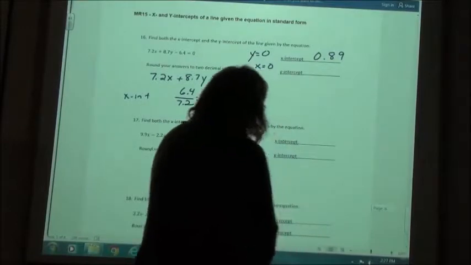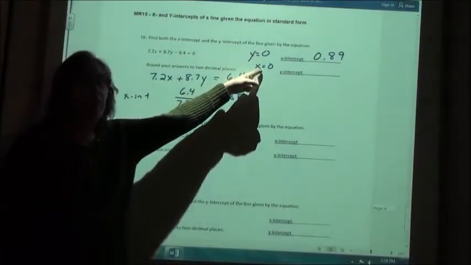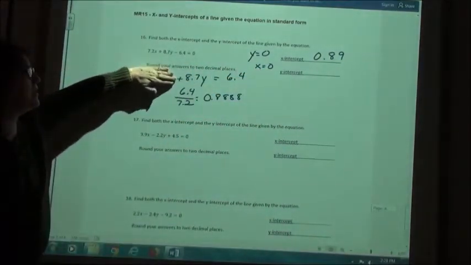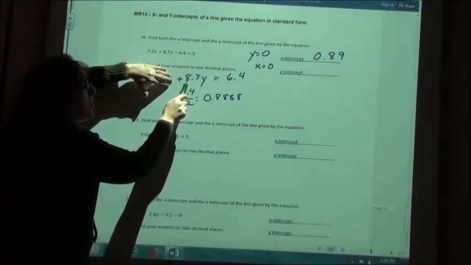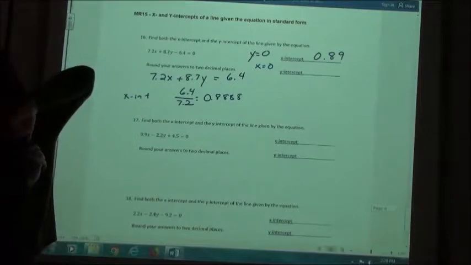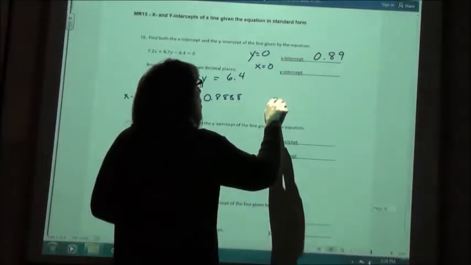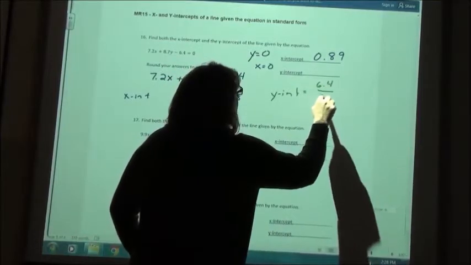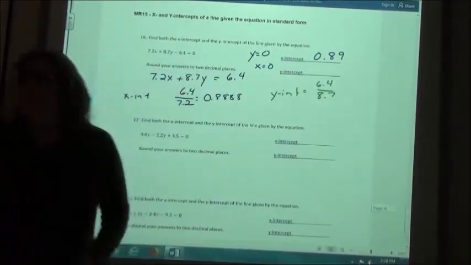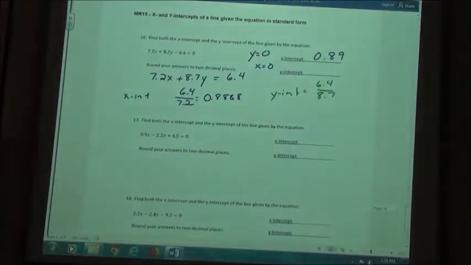Now on my y-intercept, I'm putting 0 in for the x. So if I cover up the x term, again, all I'm going to end up doing is taking that number divided by my coefficient of my y. So for my y-intercept, 6.4 divided by my 8.7. Again, I just use my calculator, unless you really like to do long division.